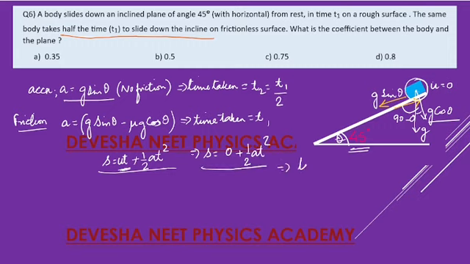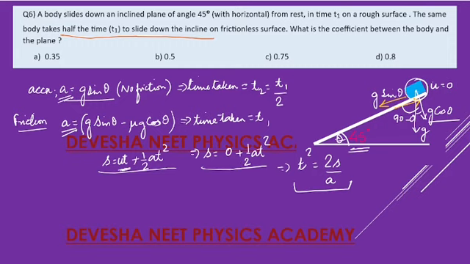means t square is equal to 2s by a. See, why are we taking this formula? Because in this case we don't have any other thing. We just know the time here, we know that the length is the same in both cases, and we obviously know the acceleration in each of these cases, in friction and without friction. So we need to find the coefficient in this case. So t square is equal to 2s by a.